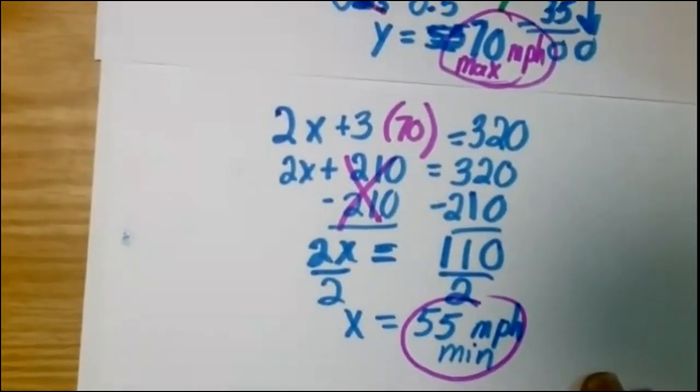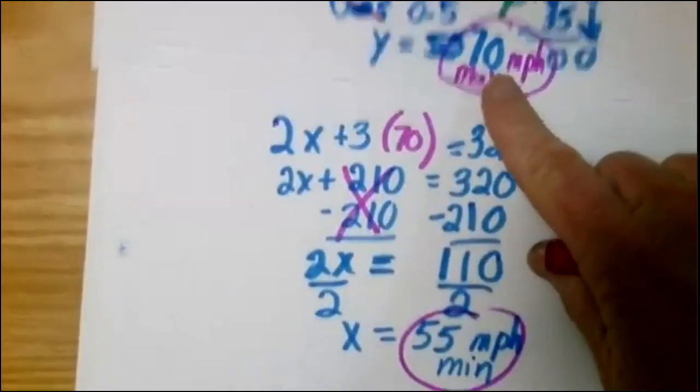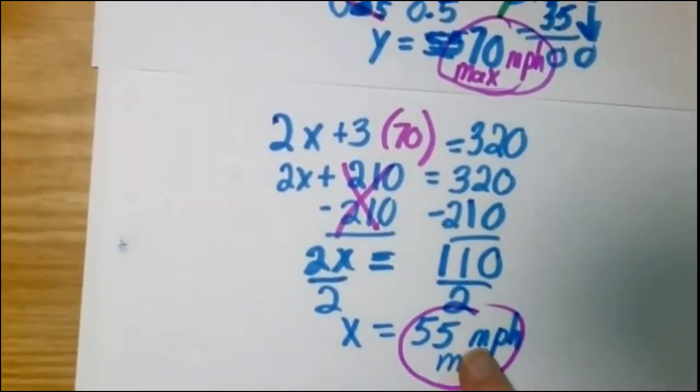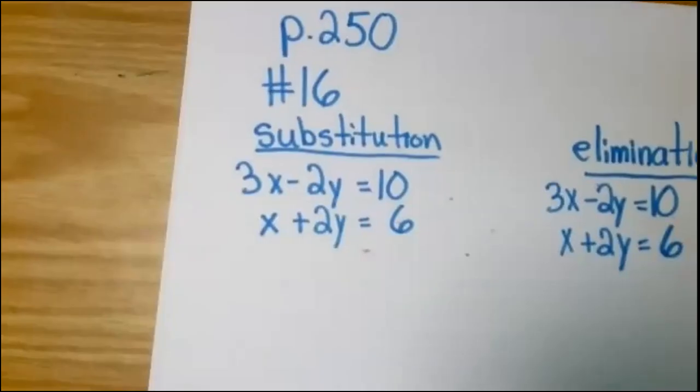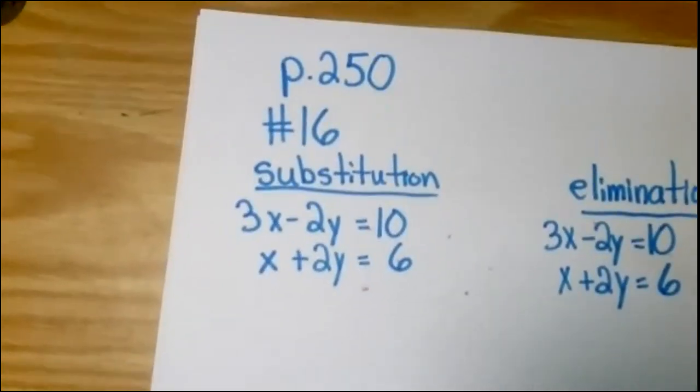We're both showing it once here. Our maximum speed is 70 miles per hour. Our minimum speed is 55 miles per hour. And I believe that was part B. Yep, they wanted to know the minimum and the maximum speed. Okay, now I'm going to be switching over to page 250, number 16. Hang in there, we'll be done shortly.